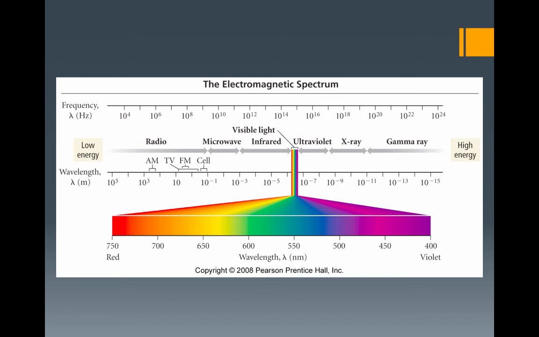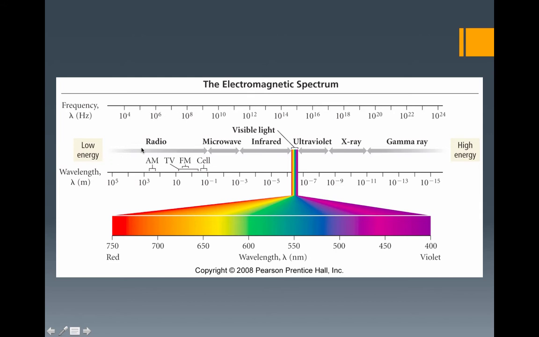This is showing you the entire electromagnetic spectrum, from radio waves, microwaves, infrared, visible light, all the way up to gamma. It's going to be arranged by wavelength and frequency, and they're going to go in opposite directions. So if you look here, the frequency is actually increasing, and at the same time, the wavelength is decreasing, or it's increasing to the left.